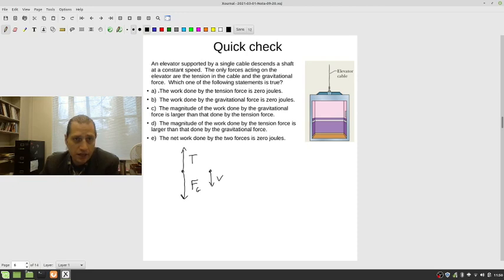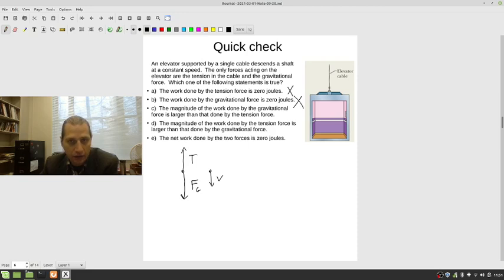Okay, is the work done by the tension force 0 joules? In fact, because you're moving downward, the force times the displacement is going to be negative. The displacement is down, the force is up. The angle between them is 180. The work done by the tension force is negative. The work done by the gravitational force is 0 joules?